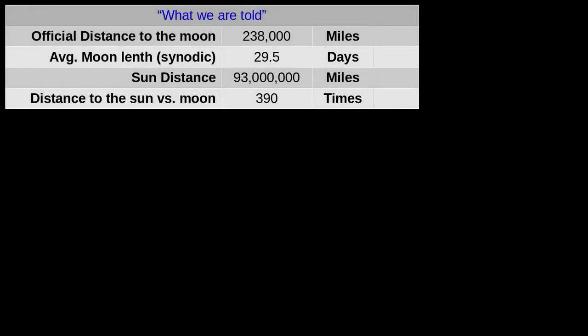So let's look at what they've told us so far. The moon is 238,000 miles away from the Earth. There's 29.5 average moon days. That's a synodic month. I'm assuming that's on a yearly basis. Couldn't really find that on Wikipedia. The sun is 93 million miles away. And the distance to the sun versus the moon is 390 times. But they always say it's 400 times further away than the moon is to the Earth.